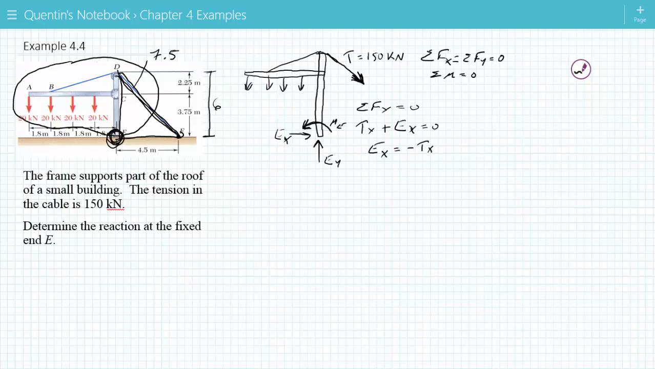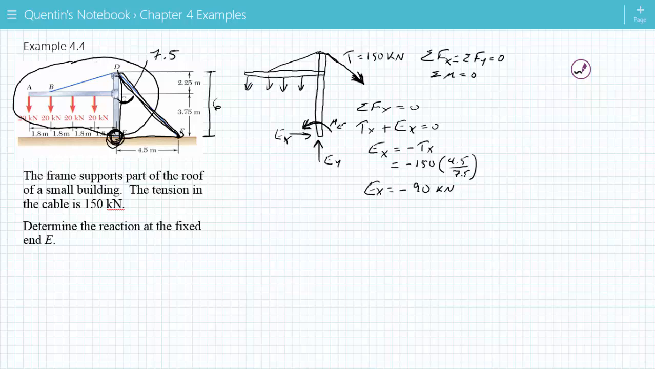Okay, so our T in the x direction, you could say T times the sine of that theta, but what is that really? It's just 4.5 over 7.5, right? So this is equal to minus 150 times 4.5 over 7.5. Therefore, our E in the x direction is equal to a negative 90 kilonewtons.